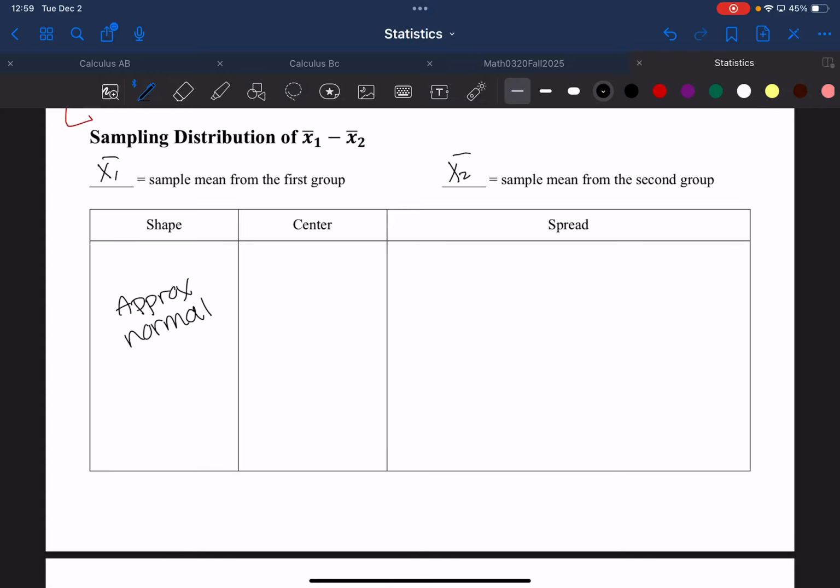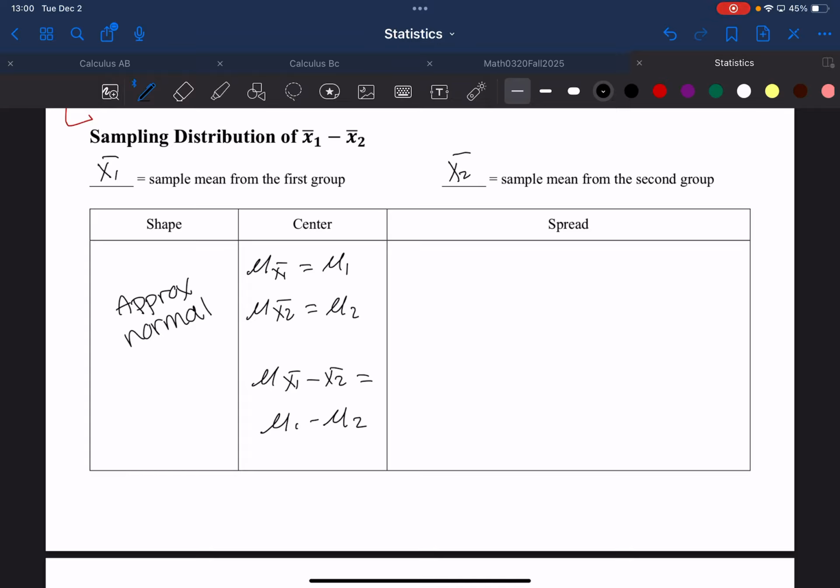Okay. We are still using mu for our center. So this is mu of x1 bar is equal to mu 1. And mu of x2 bar is equal to mu 2. Which means mu of x1 bar minus x2 bar is equal to what? Mu 1 minus mu 2.